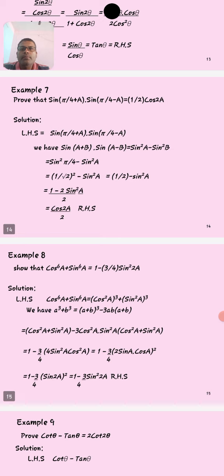Now we see the example number 7. Prove that sin of pi by 4 plus a into sin of pi by 4 minus a is equal 1 by 2 cos 2a.